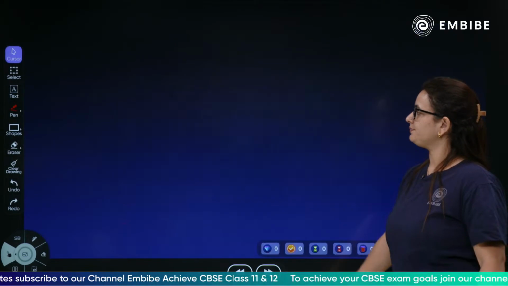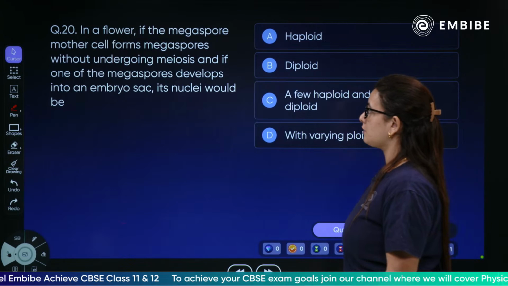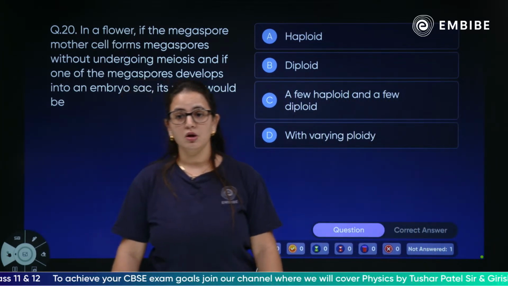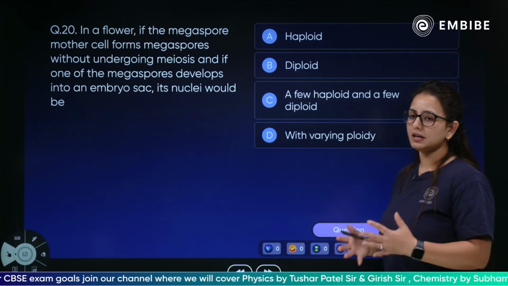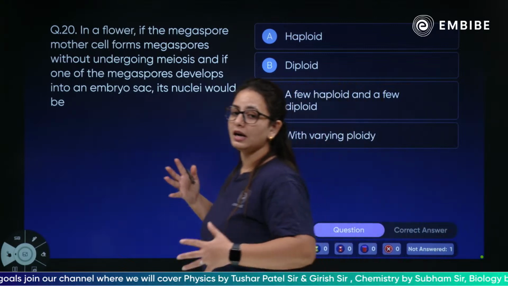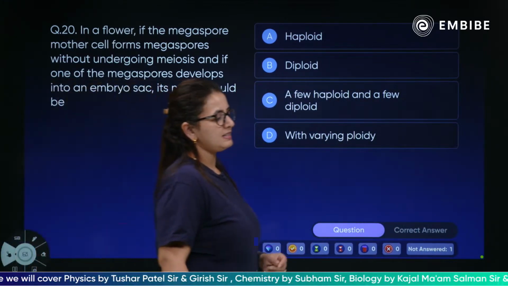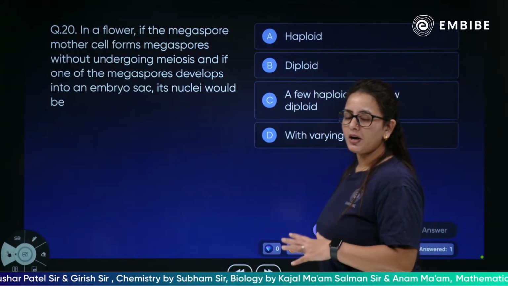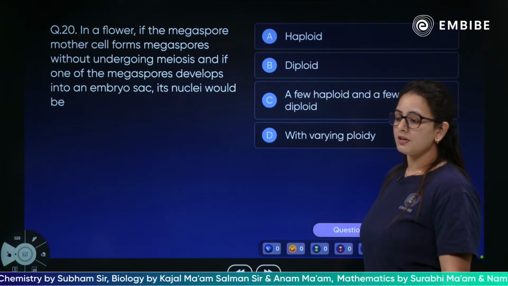Next question, children. In a flower, if the megaspore mother cells form megaspores without undergoing meiosis, and if one of the megaspores develops into an embryo, what would be the ploidy? What will be the ploidy of a megaspore which has not undergone the meiosis division?